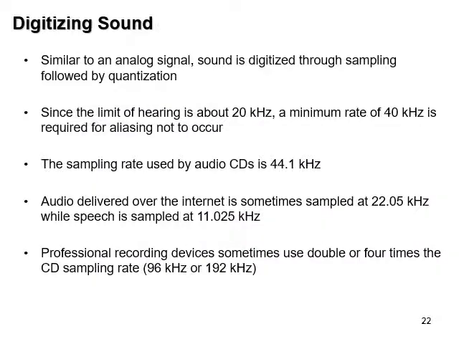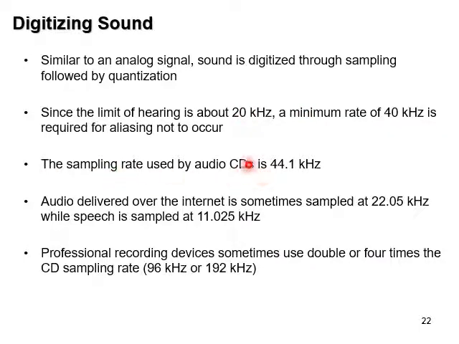Okay. Now, how do we digitize sound? And this is what we need to focus on. Similar to an analog signal, sound is digitized through sampling and quantization, the same procedure we talked about before. Since the limit of hearing is about 20 kilohertz, we need a minimum rate of 40 kilohertz. Why? As we said, the sampling theorem states you have to sample at least twice the highest frequency you can have. Given that the highest frequency we hear is 20 kilohertz, the sampling rate, in order for aliasing not to occur, needs to be twice that, which is 40 kilohertz.